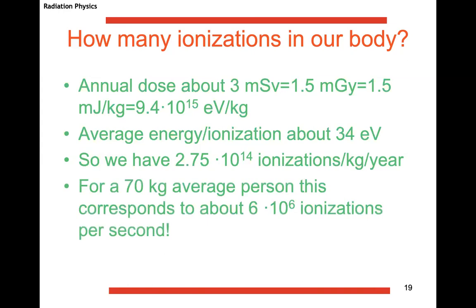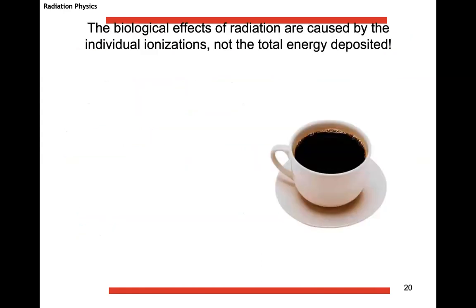If you are like Marietta, then you get very few ionizations, but if you are like me, you get a lot, because for 70 kilograms, you get about 6 times 10^6 ionizations per second. So it's a large number. We are talking about millions in 1 second. So it's not a rare event. Only due to background radiation, you have approximately 6 times 10^6 ionizations per second. Is this a problem? Are we going to die for that?